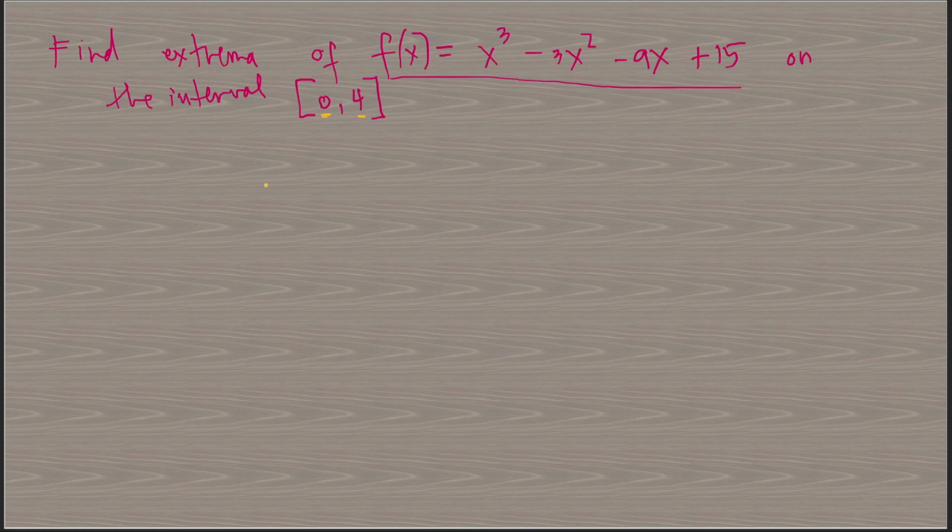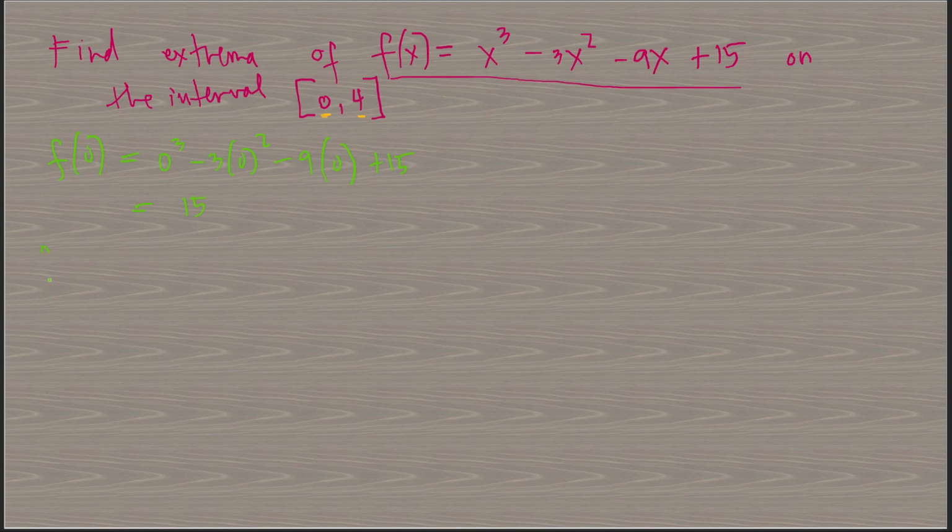So the first thing that you should do is to evaluate the original function at point 0 and point 4. So you will find here f of 0. And f of 0 means 0 cubed minus 3 times 0 squared minus 9 times 0 plus 15. And what's the answer? The answer is, of course, 15. The rest are 0, we'll be left with 15. So our f of 0 here is 15.